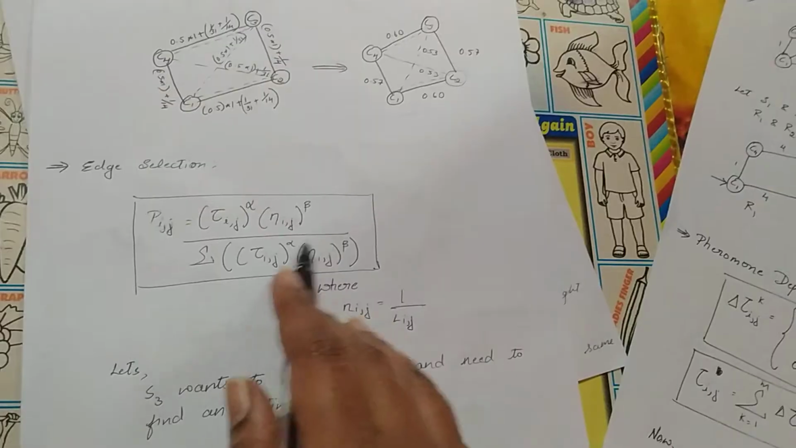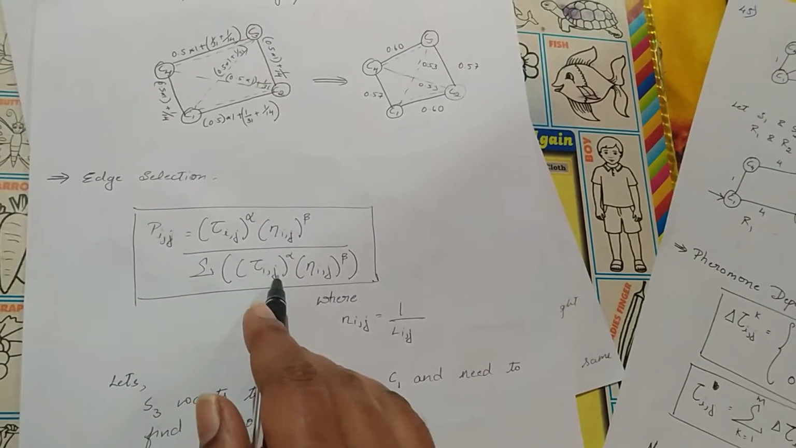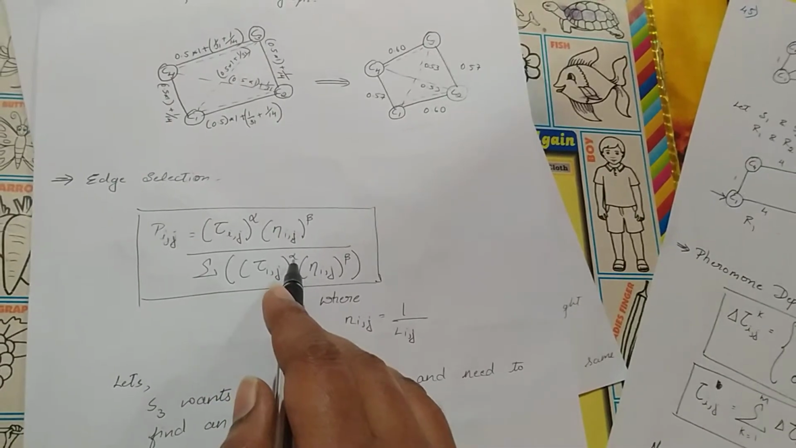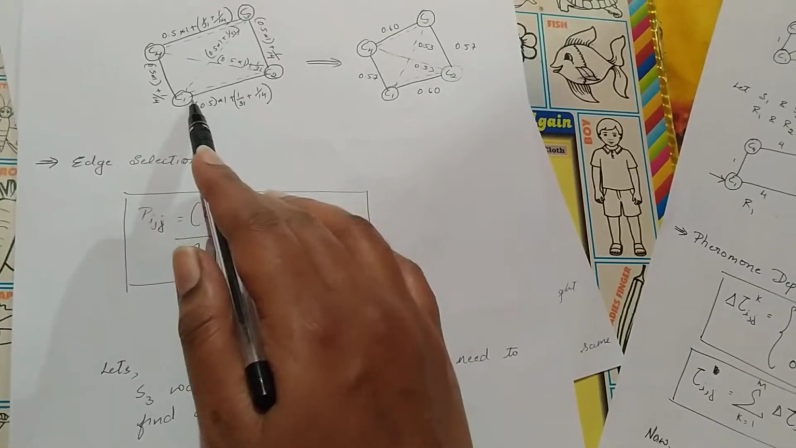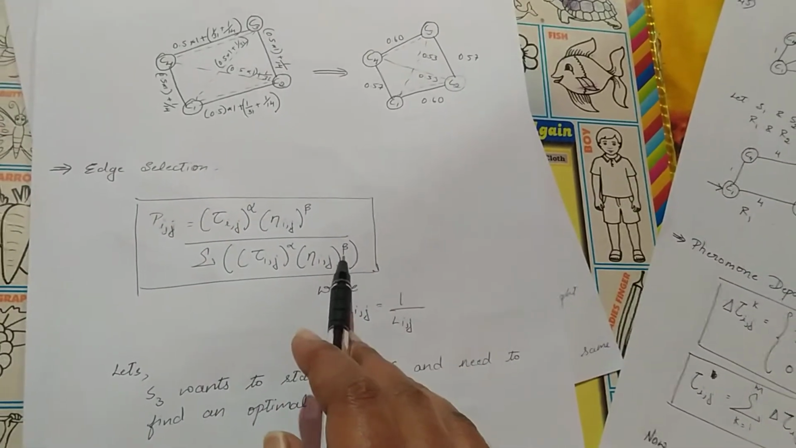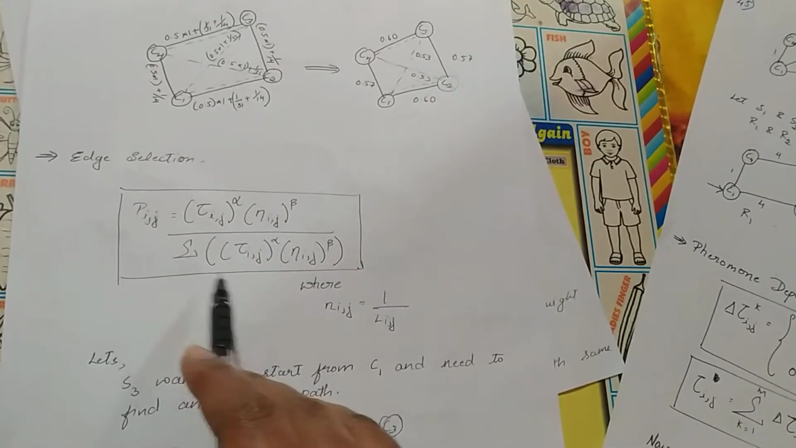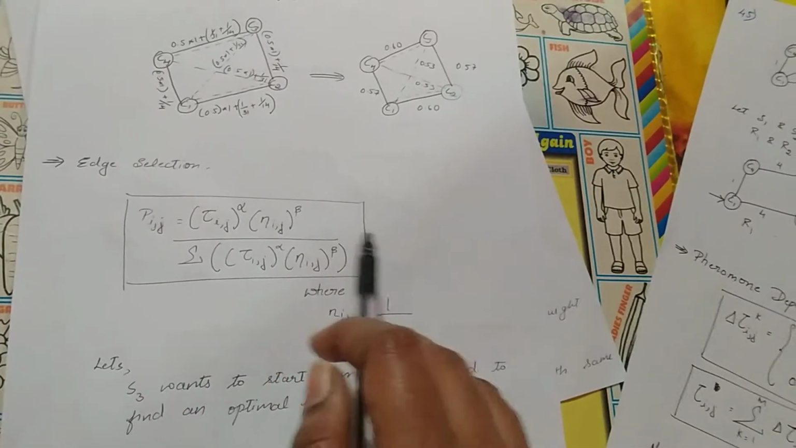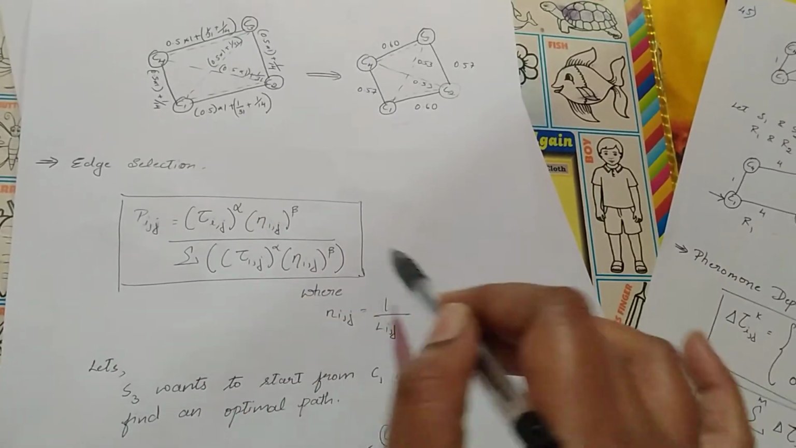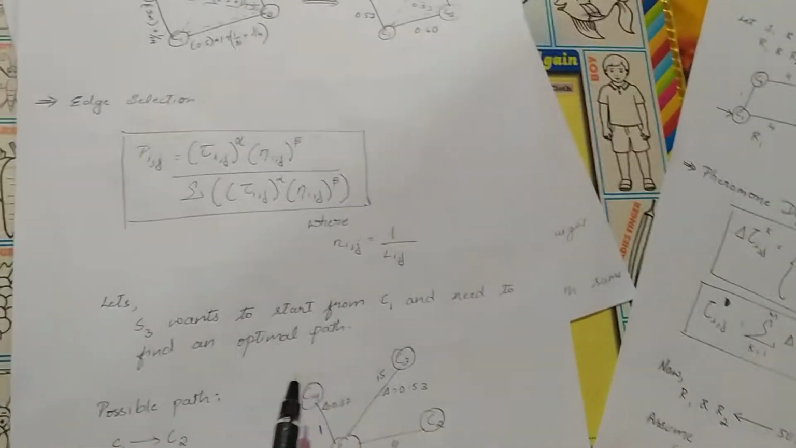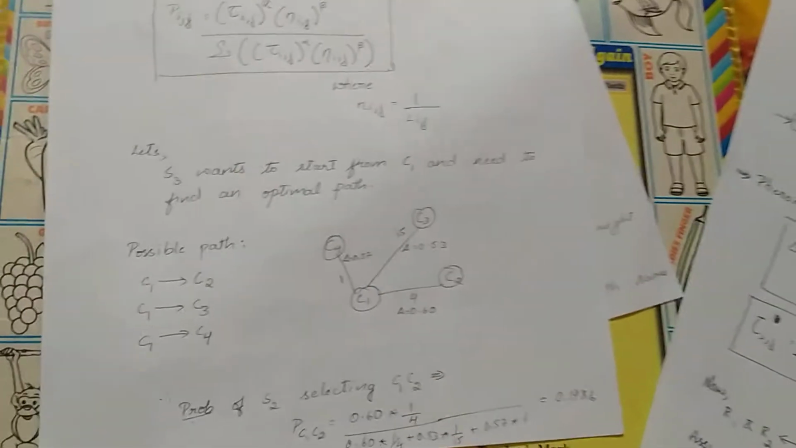So the whole is divided by the summation of pheromone deposition between i and j to the power of alpha, into the value between those two edges i and j to the power of beta. So it will be a summation, considering all other possible places. It's nothing but the probability of finding one with respect to many. We'll understand it in depth when we consider the situation.